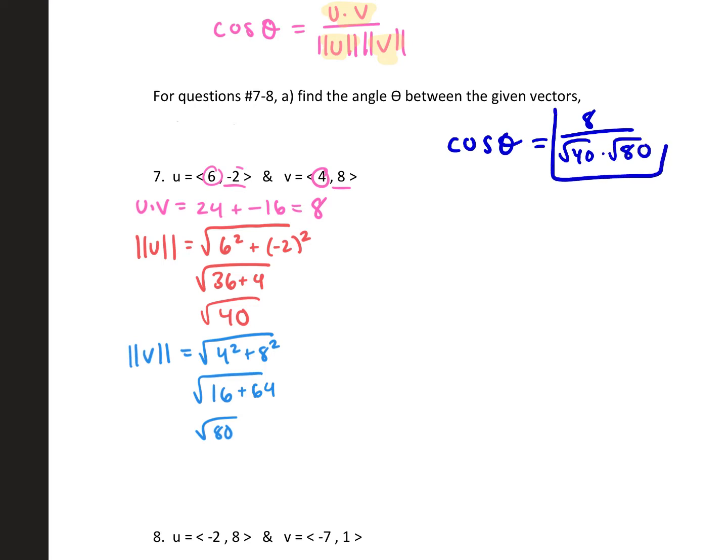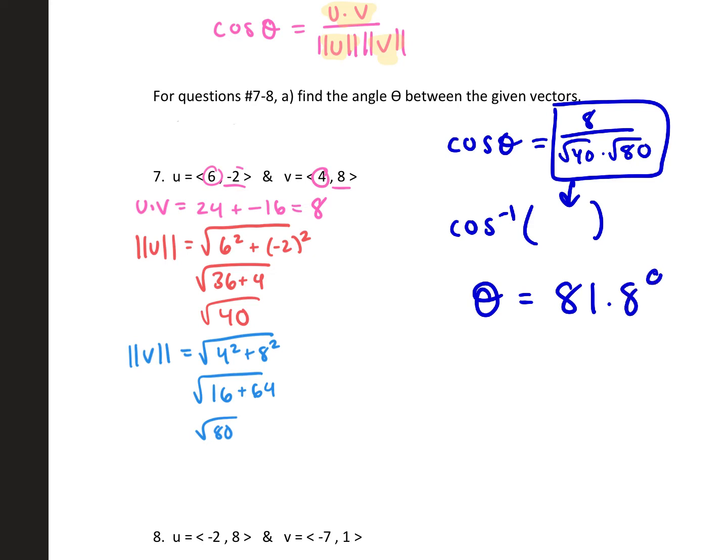So we put this into our calculator, but that's not our answer. We have to take the inverse cosine of that number. So the inverse cosine of whatever we get for that decimal. And what do we get for theta? 81 point something? 81.8. We can say 81.8. And it's degrees. Don't forget the degrees.